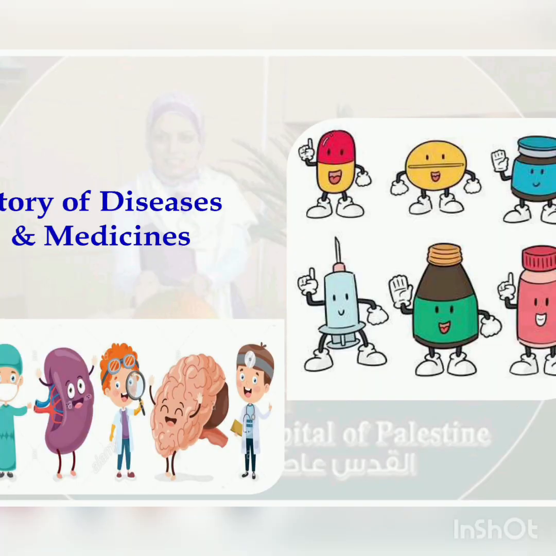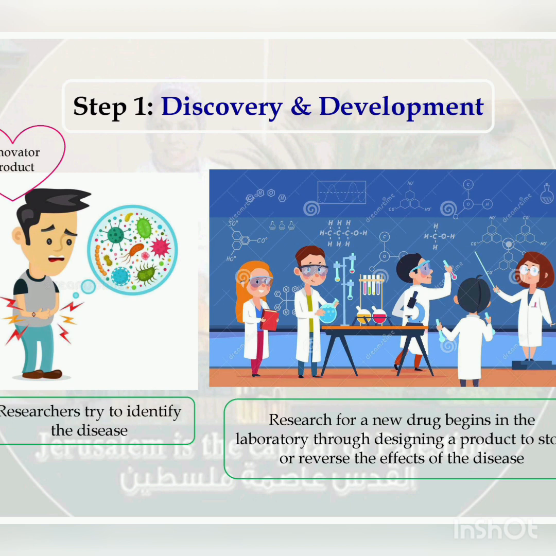There are 5 steps for the drug product manufacturing. The first step is the discovery and development. In step 1, the researchers try to identify the disease. Research for a new drug begins in the laboratory by designing a product to reverse or stop the effects of the disease.